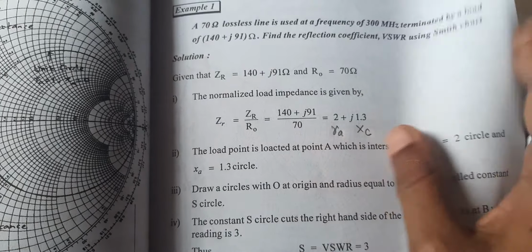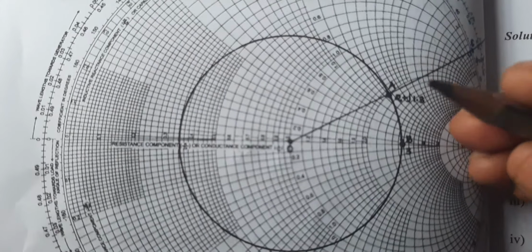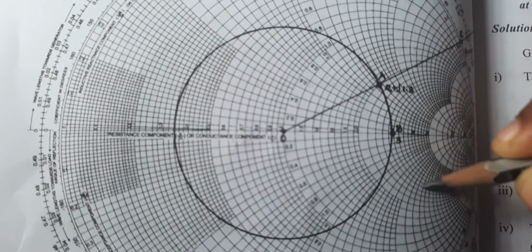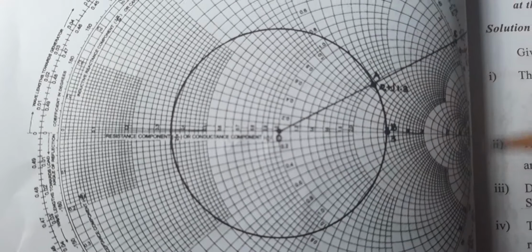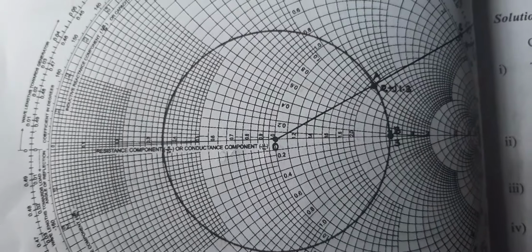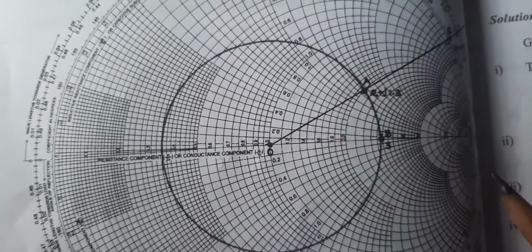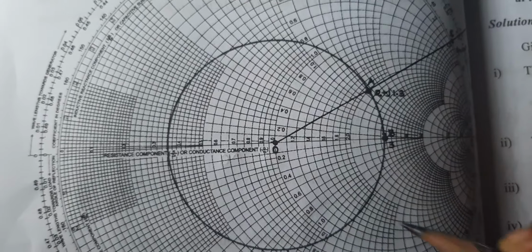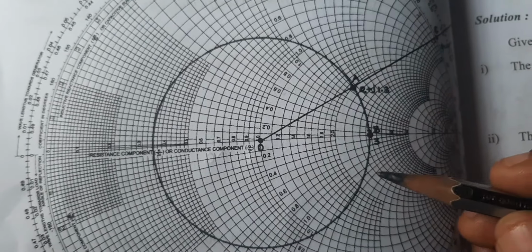So what is the value? 2 plus j1.3. Now you want to mark the 2 value in the constant resistive circle. See the Smith chart, where is 2? This is the constant S circle or resistance circle, correct?